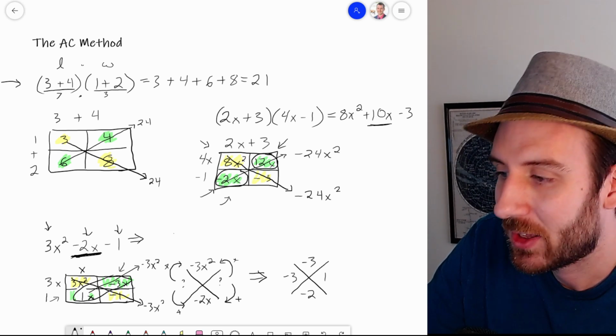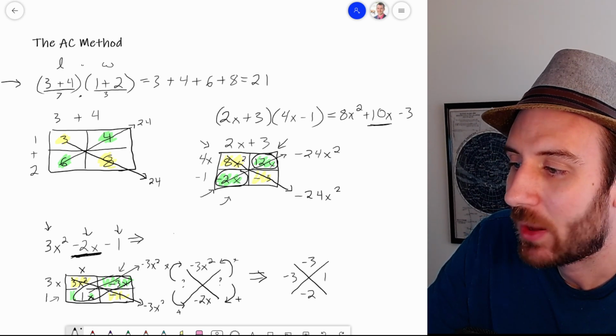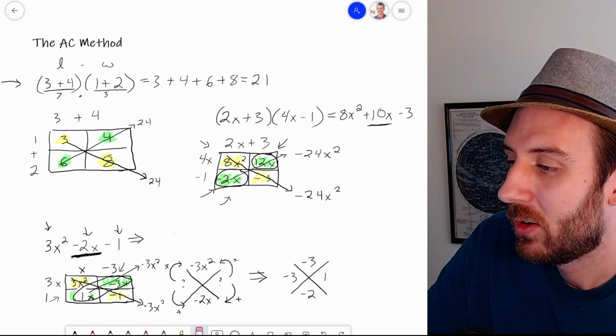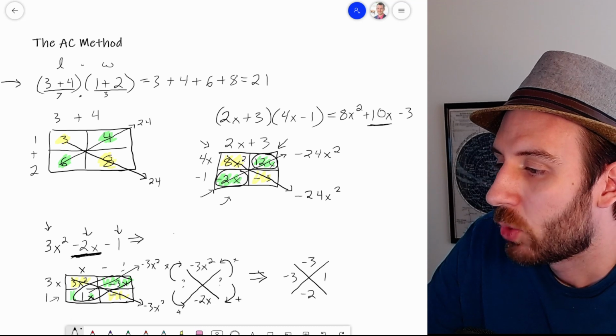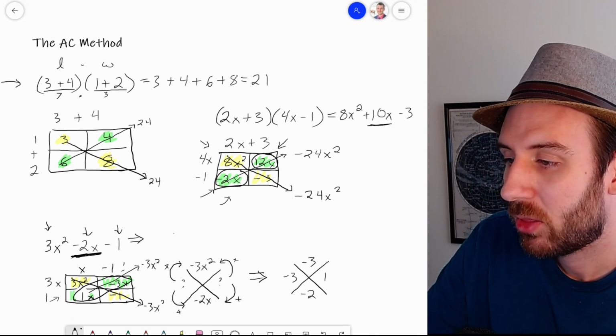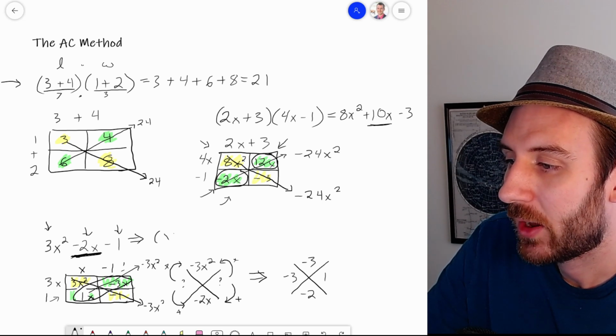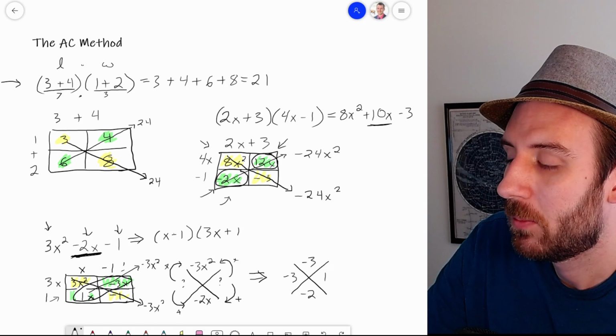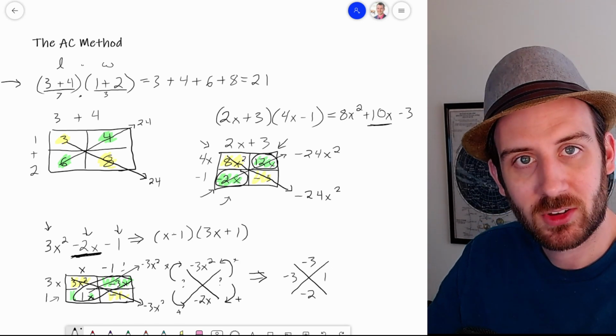And what multiplies into a -3x and a -1? That would have to be a -3. Oh, -1. There we are. So what we're doing in terms of pictures is finding a way to write this entire thing as a rectangle. X minus 1 times 3x plus 1. And that's how you can factor something out.